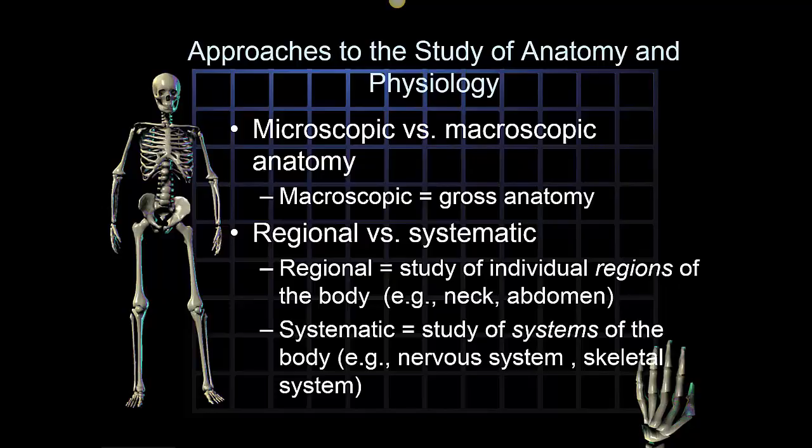We also have regions versus systematic or systemic. So regional study, that would be something like your hand or your arm. So it would be one specific area that you're looking at. Systematic would be looking at like your skin across your whole body. So that would be one whole system you would study. Or the cardiovascular system, you would actually be looking at the heart and all the blood vessels.